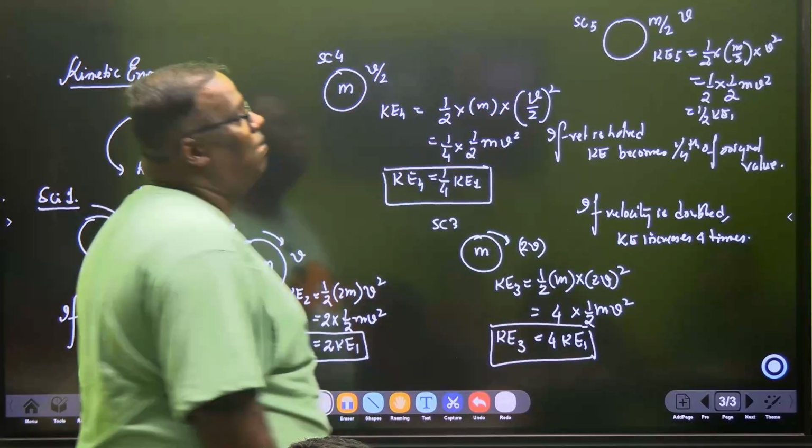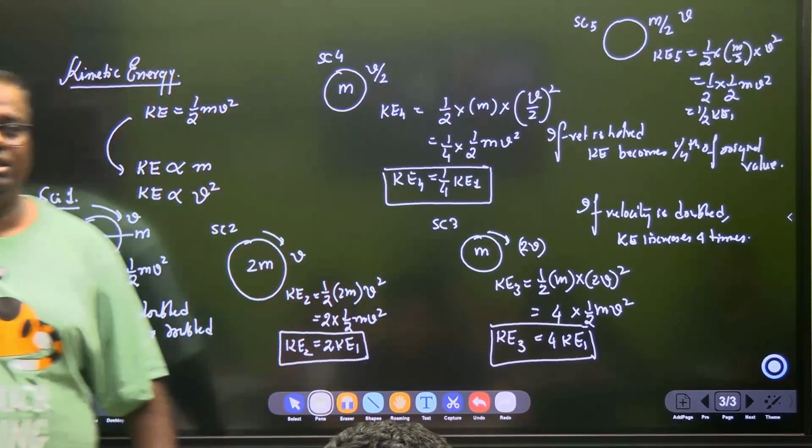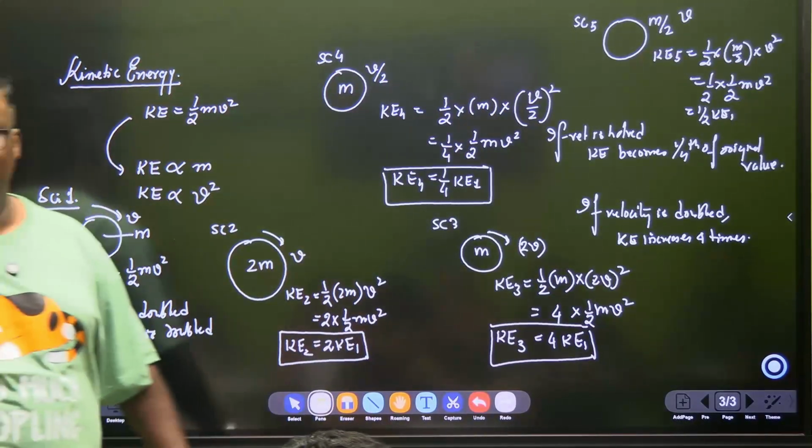That means if mass is halved, the day it doesn't rain, it becomes pura humid. It's very sultry today.